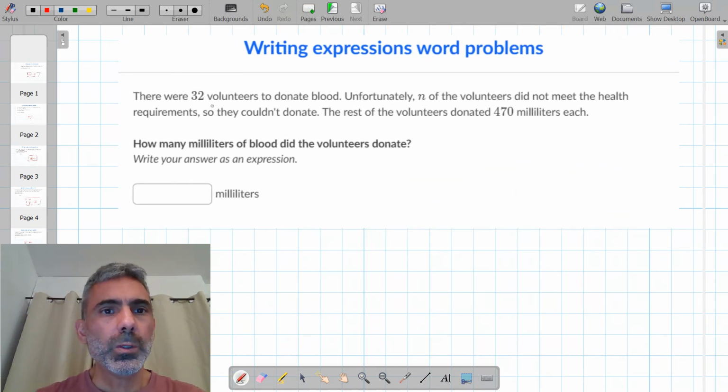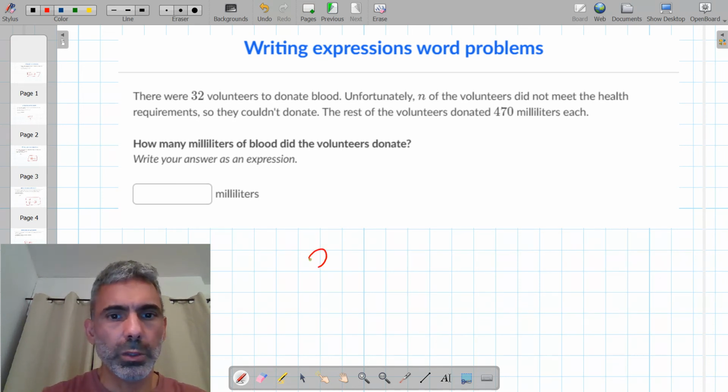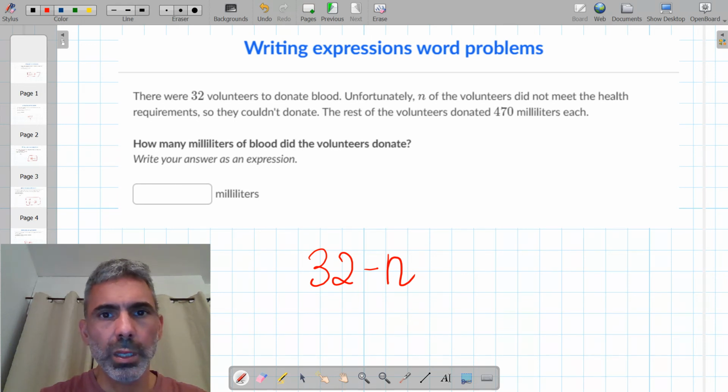There were 32 volunteers to donate blood. Unfortunately, N of the volunteers did not meet the health requirements, so they couldn't donate. Okay, so we began with 32 volunteers. From them, we need to subtract N volunteers that did not meet the health requirements. The rest of the volunteers donated 470 milliliters each. How many milliliters of blood did the volunteers donate?